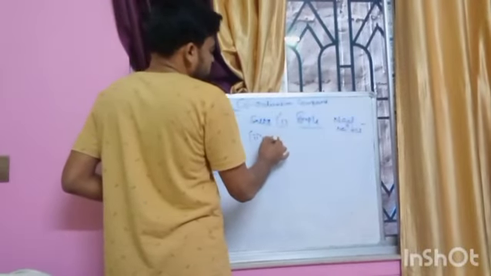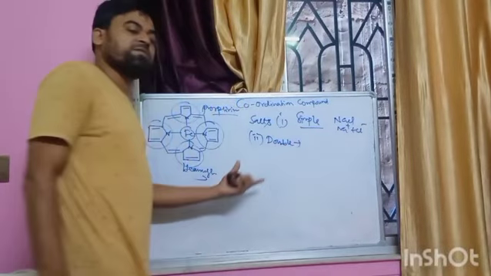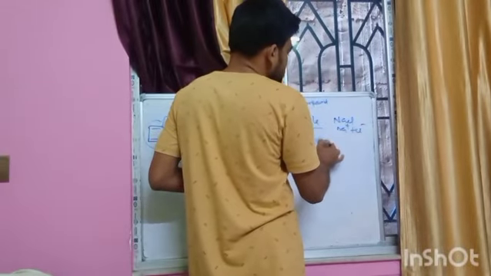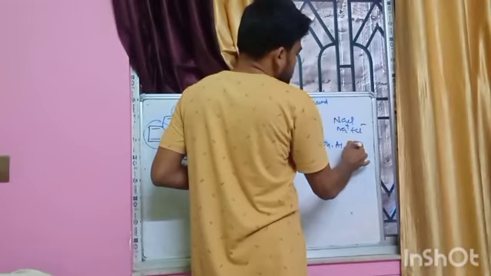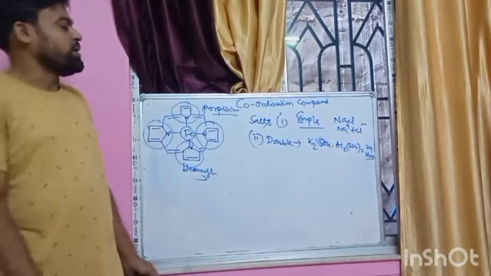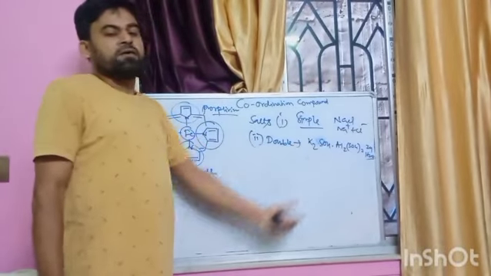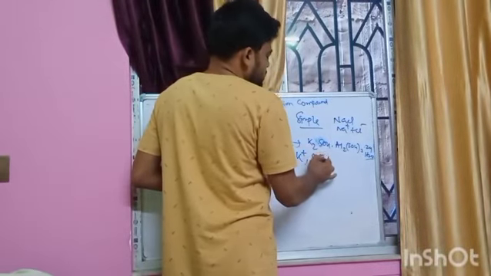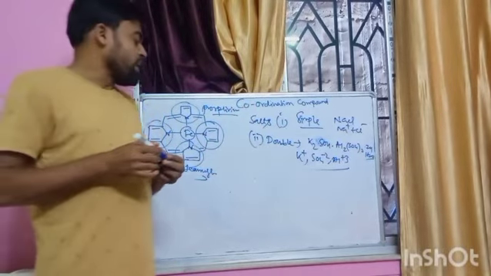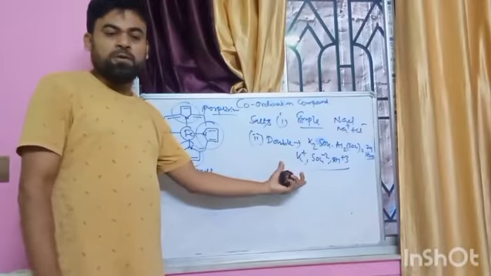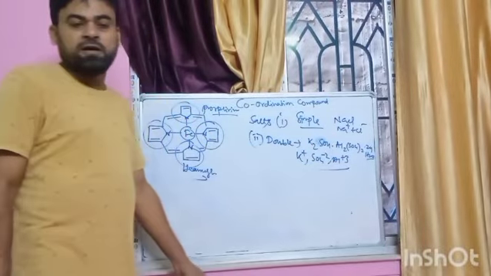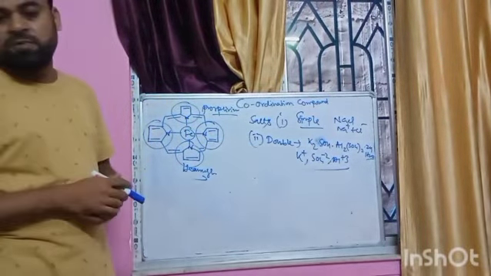Another is the double salt. Let us take an example: K2SO4.Al2(SO4)3.24H2O, which is called potash alum. Here the cations and anions are K+, SO4 2-, and Al3+. In aqueous solution the cations and anions are freely movable, and if we test for sulfate ion, aluminium or potassium ion, we get a positive result.